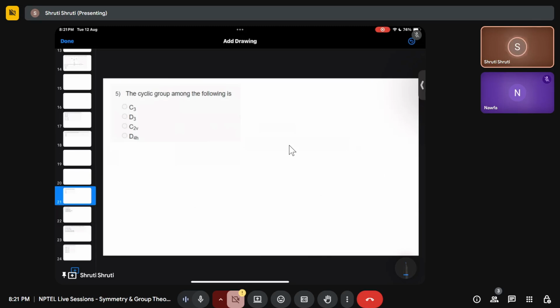I think these are discussed in the course. I like the C3 row. Yes, the cyclic group is C3. Cyclic group means if you do multiple operations, suppose you do one C3, then you do C3 squared, you will get another element from the group itself. And then you do C3 cubed, 3 times C3, you get identity.